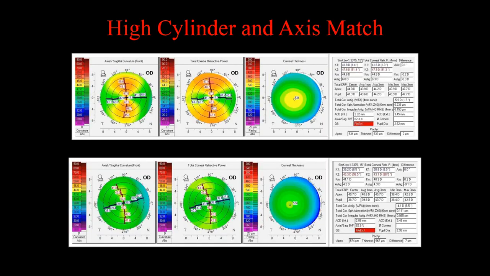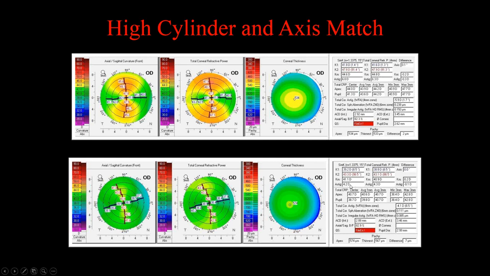So let's look at some examples here. Here's an example where they're very, very close. The anterior surface is saying 6 diopters. The total corneal refractive power is saying 6.3. Not much of a concern for me. I'm less concerned when the total corneal is higher. And notice the axis is almost identical. So no real concern in this patient.